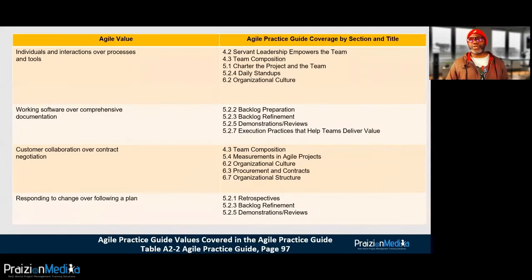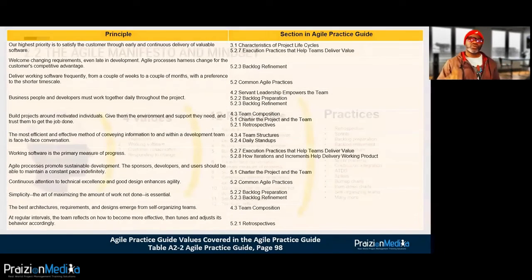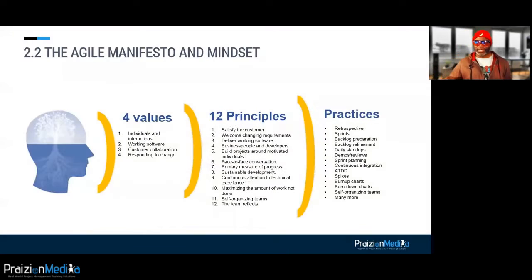PMI has a really helpful table here that helps you see how each value and each principle is explained across the chapters. So when I think about Agile as presented in this book, we've got 4 values, 12 principles, and a boatload of practices explained from page 50 forward.